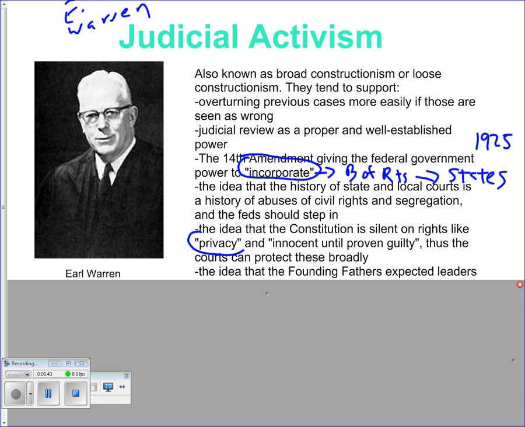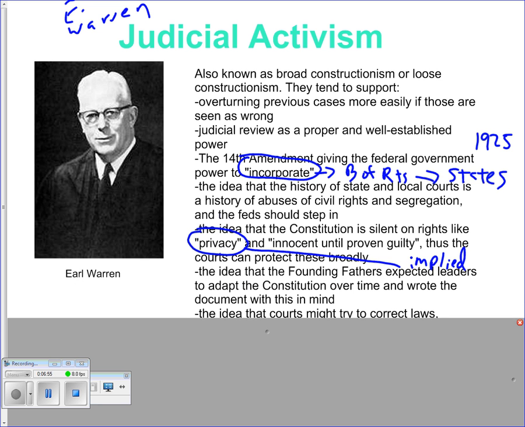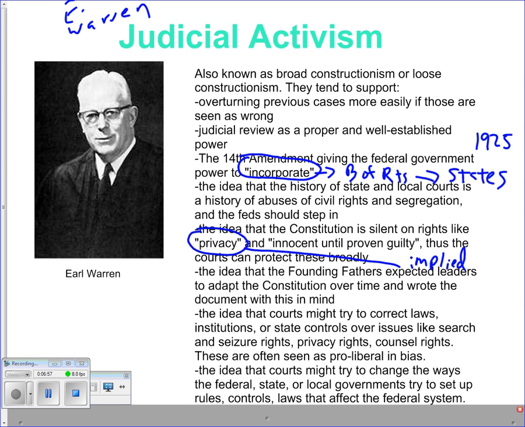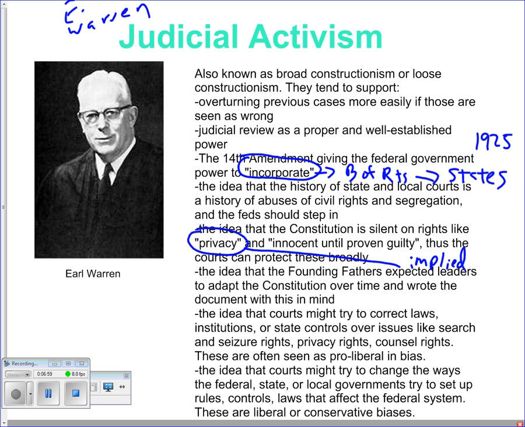There is nothing in the Constitution on a right to privacy, but if you're an activist, you believe that it exists because it's implied. It's an implied right, not mentioned in the Constitution. That is what gave us the case of Roe versus Wade and others. Furthering down the list, you believe the Founding Fathers expected leaders to adapt the Constitution. So that's crucial. It's a living document, and it can change with the times.